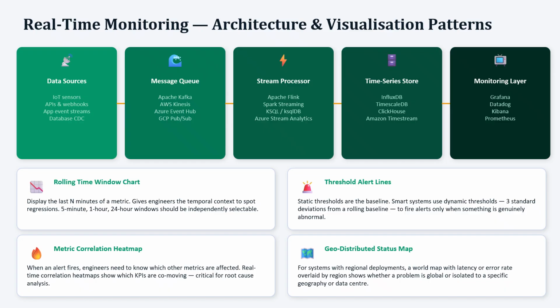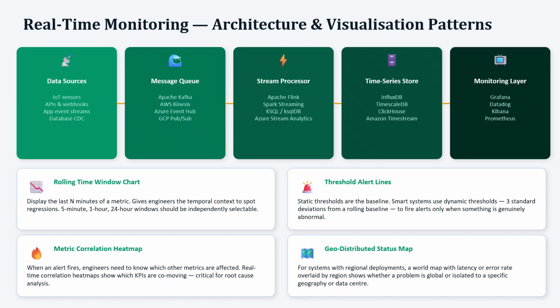Next is the message queue. The message queue is the backbone of the real-time system. Kafka is the dominant choice for high-throughput applications, it can process millions of events per second. So it decouples the producers from consumers, it provides durability, and it allows multiple systems to consume the same stream independently.